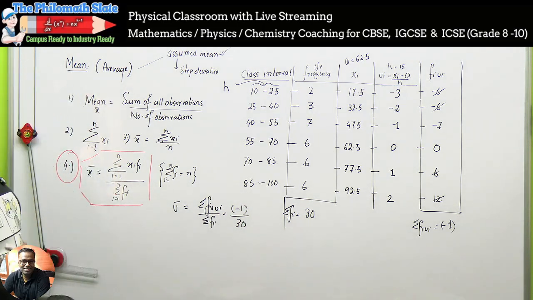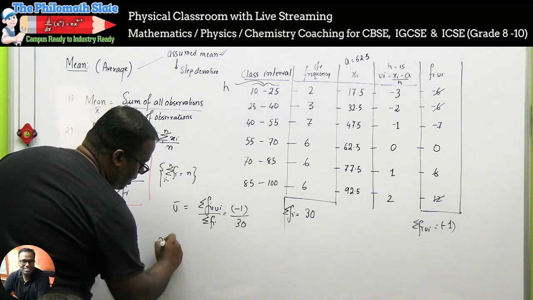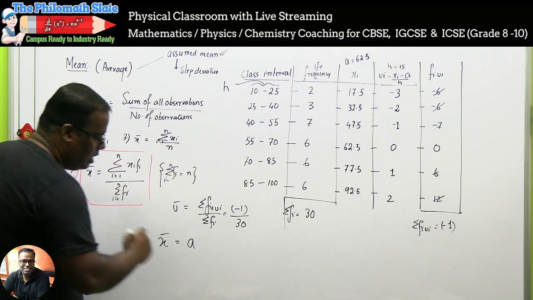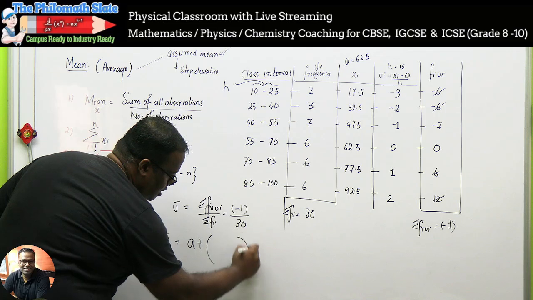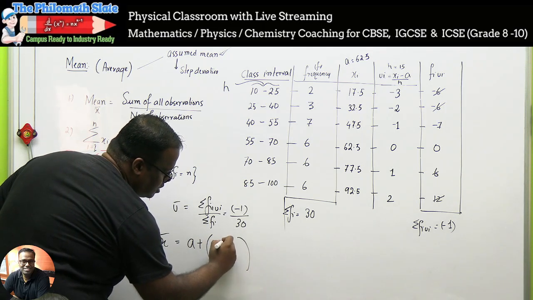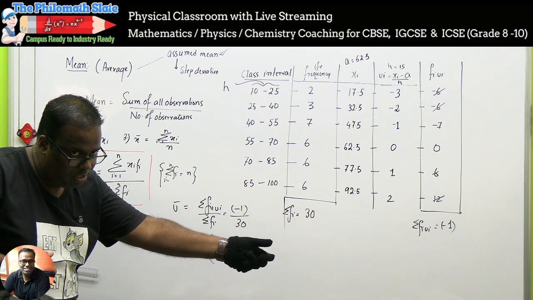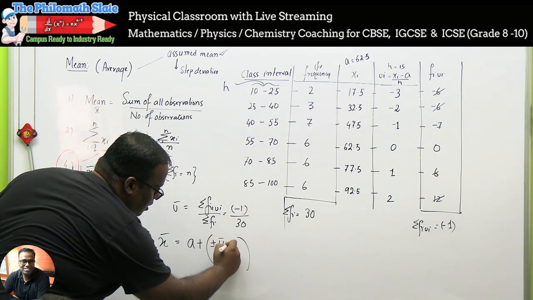And finally we have to arrive at X bar. X bar will now be equal to assume mean A plus whatever plus minus U bar you got. How much did you suck out? H. Pump back H.